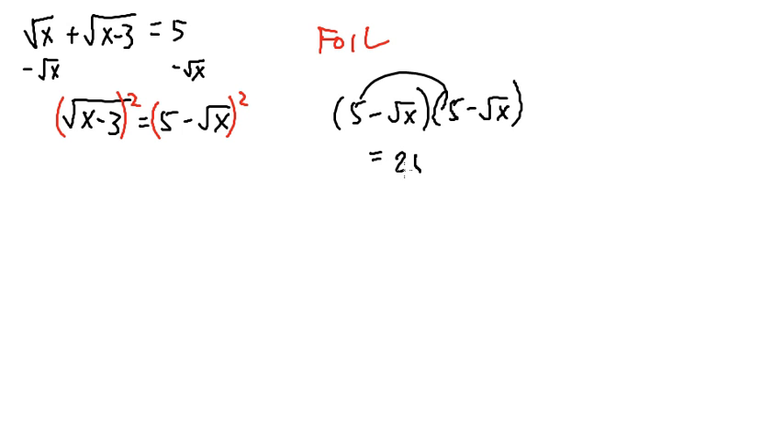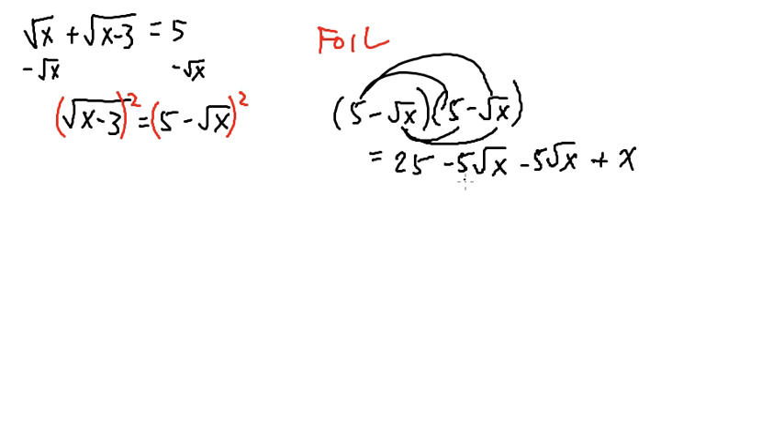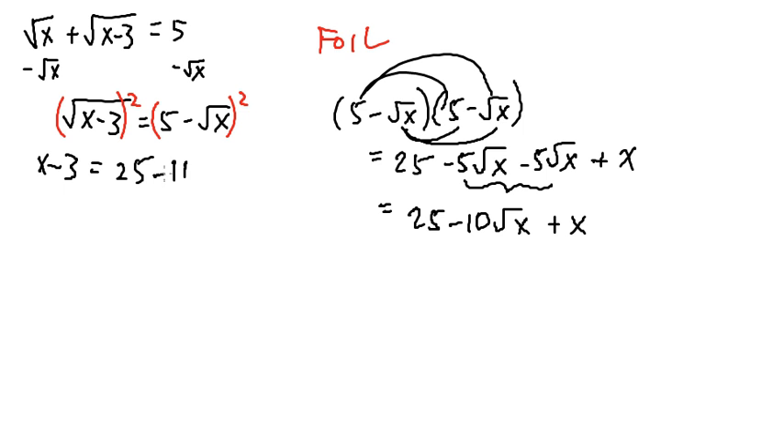This times this, 25. So that's first. Outer, this times this, so it's negative 5 root x. Inner, this times this, it's also negative 5 root x. And the last, this times that, which is positive x. Combine like terms: 25 minus 10 root x plus x. So the square of the left side is just x minus 3 equals 25 minus 10 root x plus x.